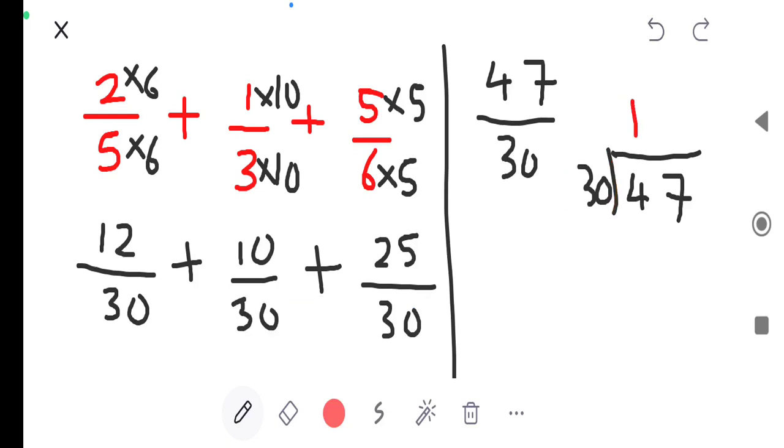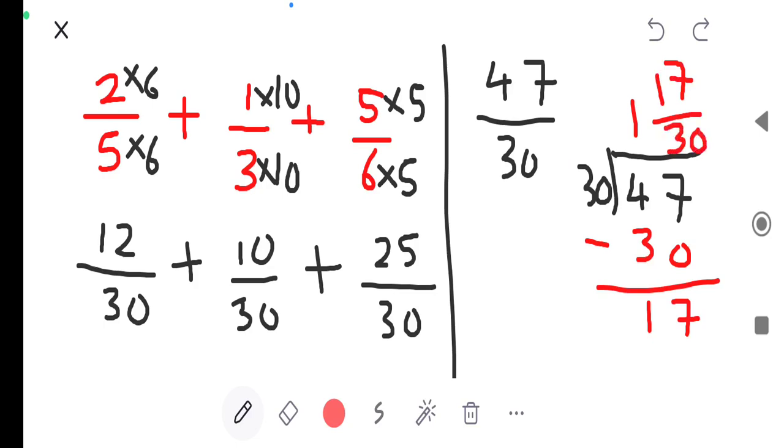30 times 1, that will give you what? That will give you 30. Write it here. Then you subtract. 7 minus 0 is 7. 4 minus 3 is 1. This 17 that is the remainder, you write it as a numerator, 17, over the denominator in this fraction, which is 30. So the final answer is one whole number, 17 over 30.